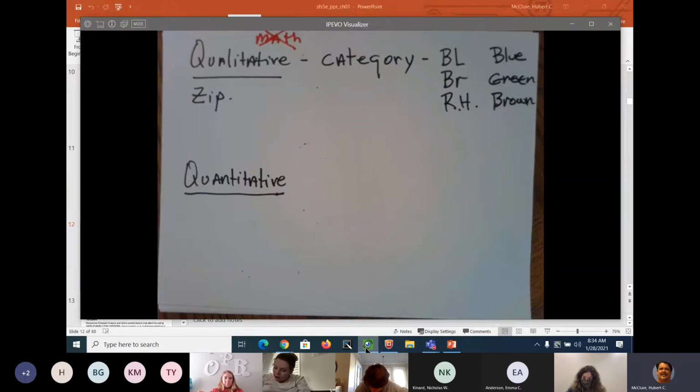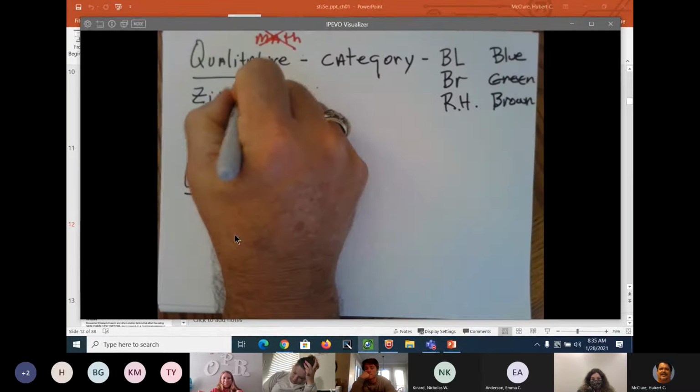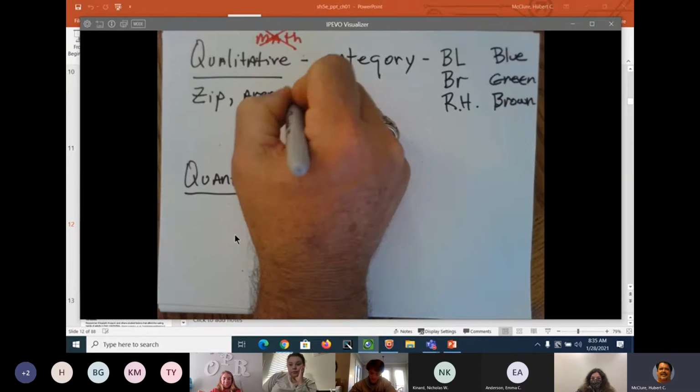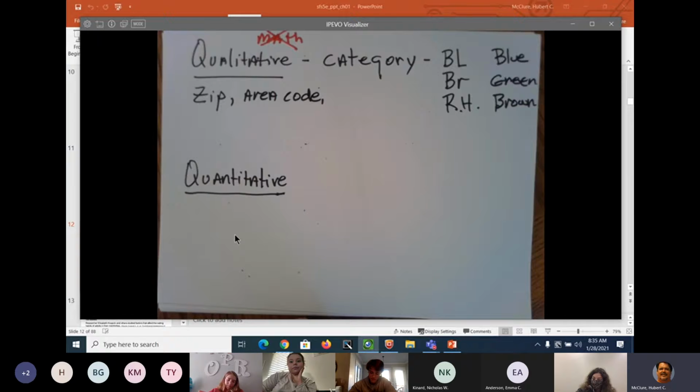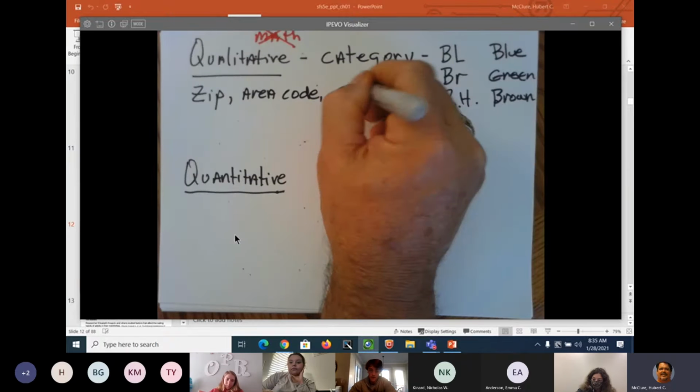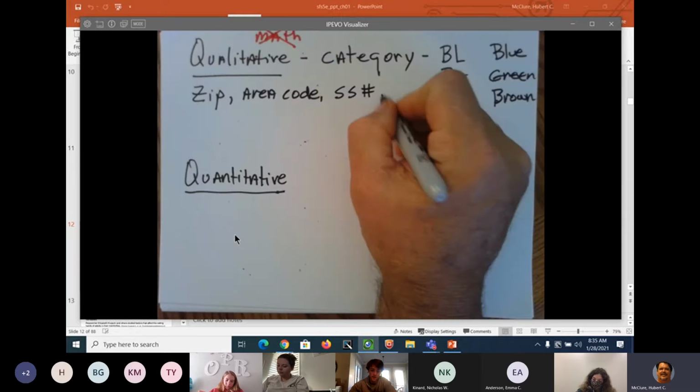Somebody give me the average of blondes, brunettes, and redheads. When you do the average of blondes, brunettes, and redheads, you can't get an average. The average of blondes, brunettes, and redheads is redheads. That doesn't make any sense. What about area codes? Area codes are qualitative. And social security numbers are qualitative. What about your T numbers?